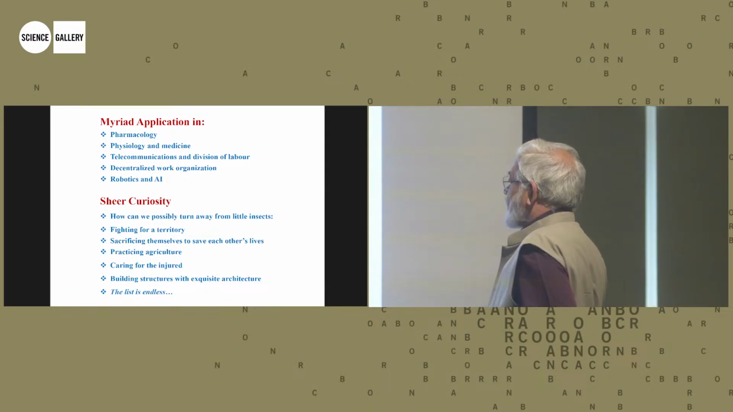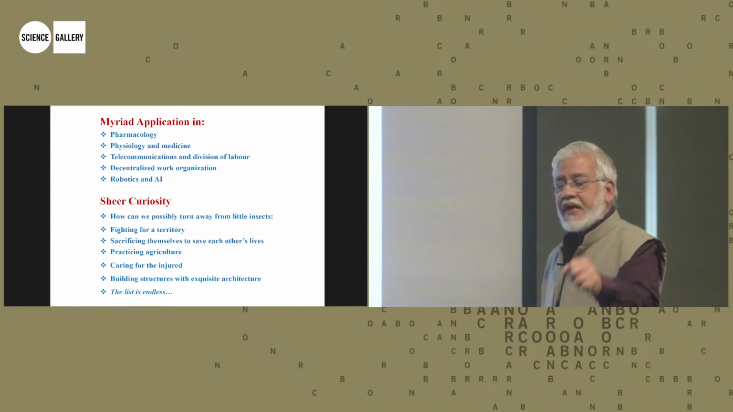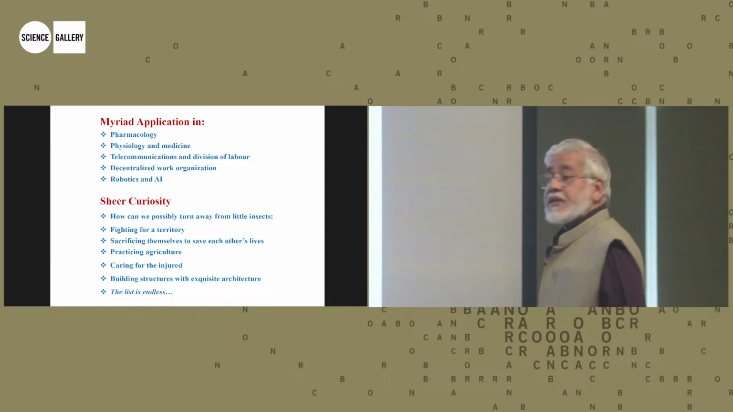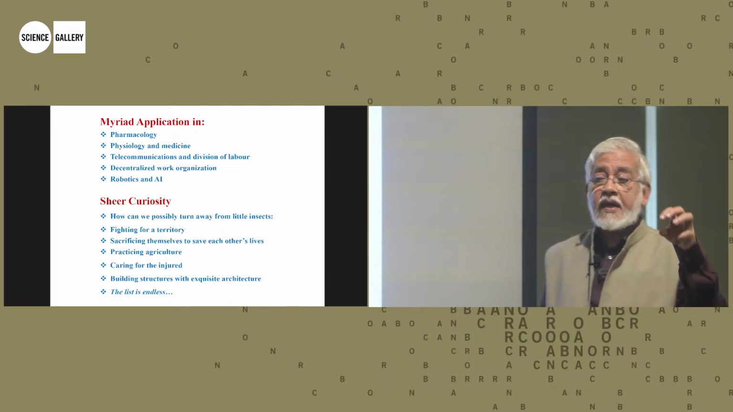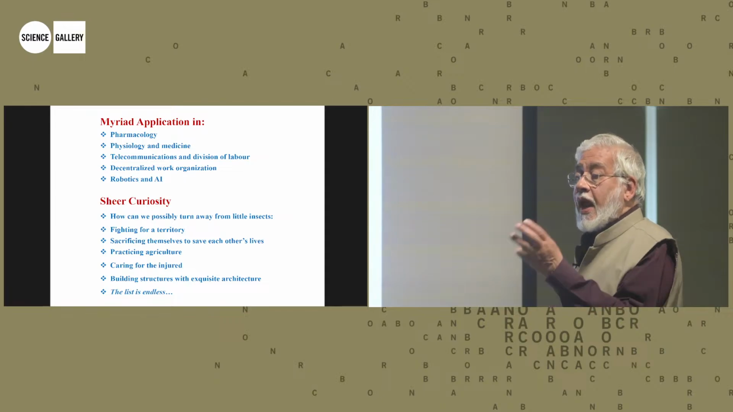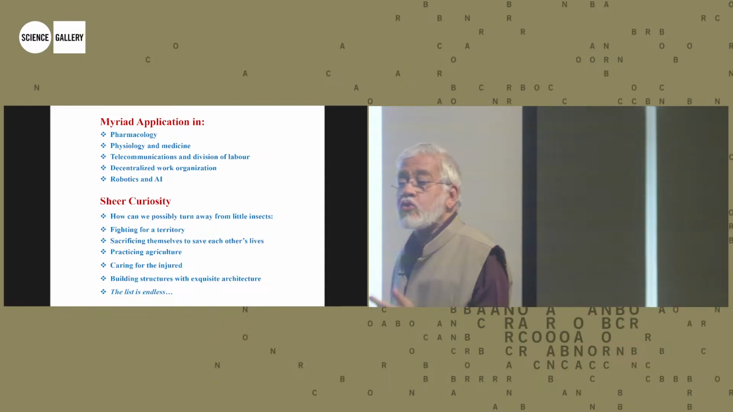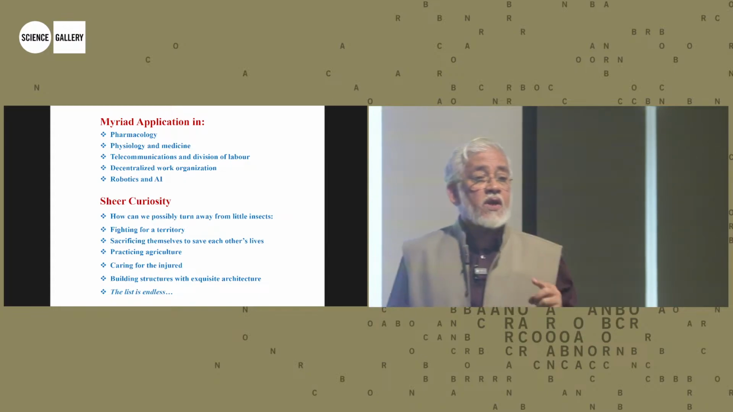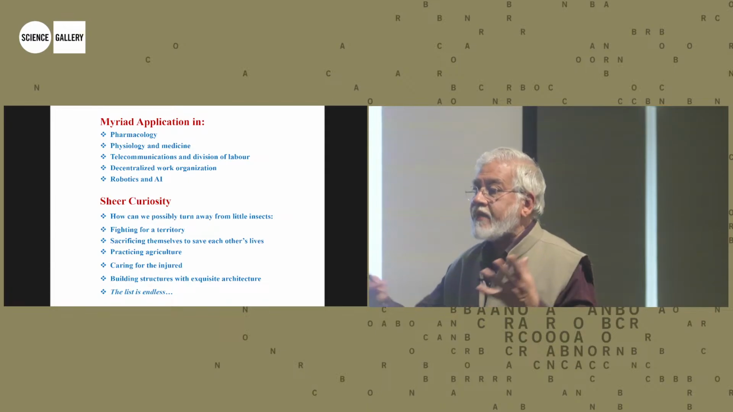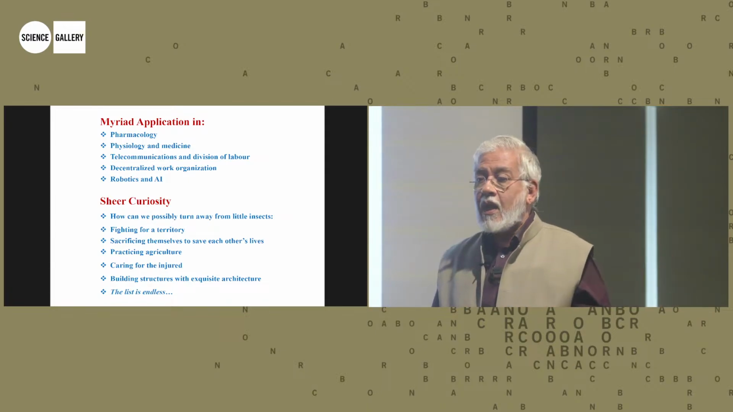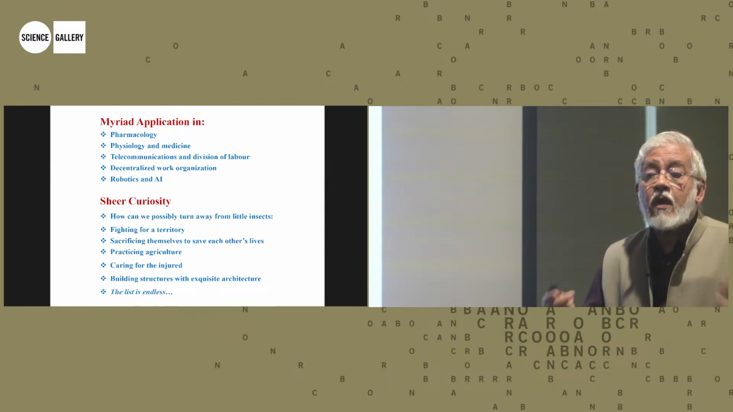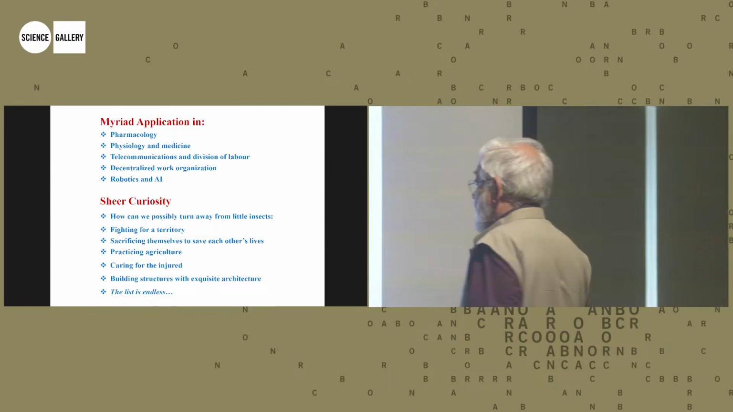How can we possibly turn away from little insects who are fighting for a territory, who are sacrificing themselves to save each other's lives, who are practicing agriculture? Ants discovered agriculture 50 million years ago, and they practice agriculture. There are ant species in which there are 1 million mouths to feed every day, and all the food comes from their agricultural produce, not which they collect from their environment. Imagine the scale of their agriculture. Imagine the problem with lack of soil fertility. Imagine the problem of pests. They deal with all of these problems, and we can learn how they do that.